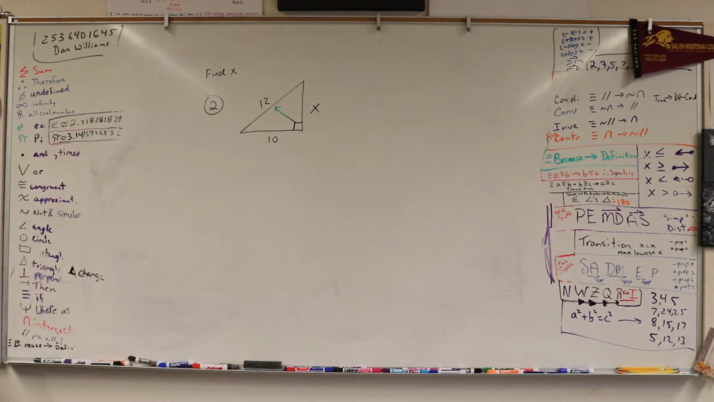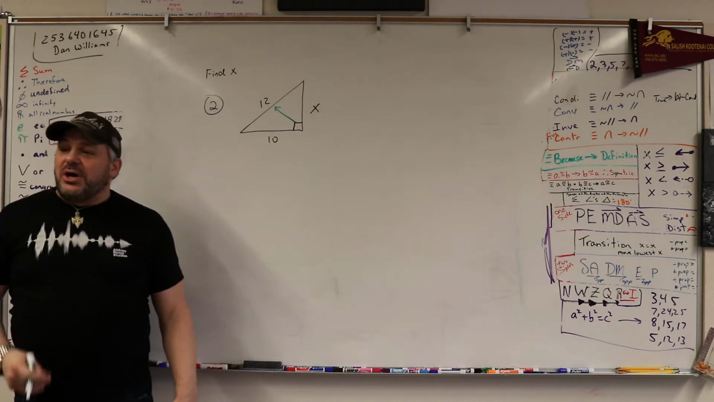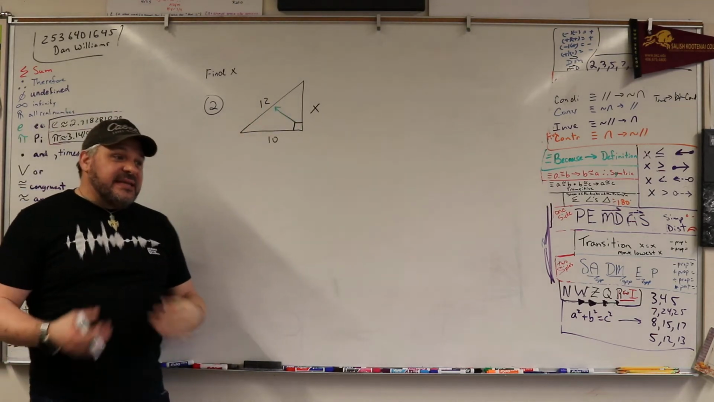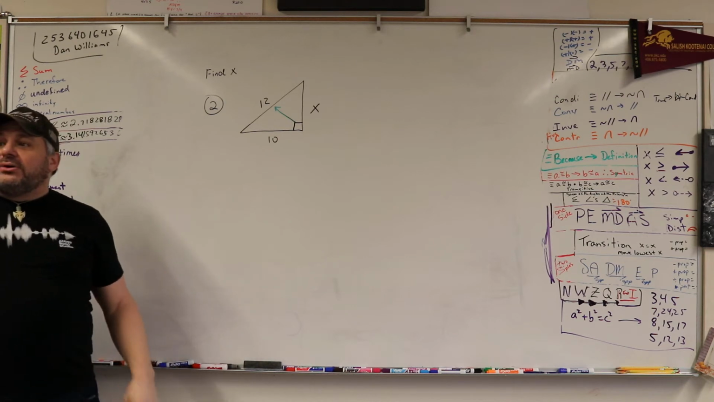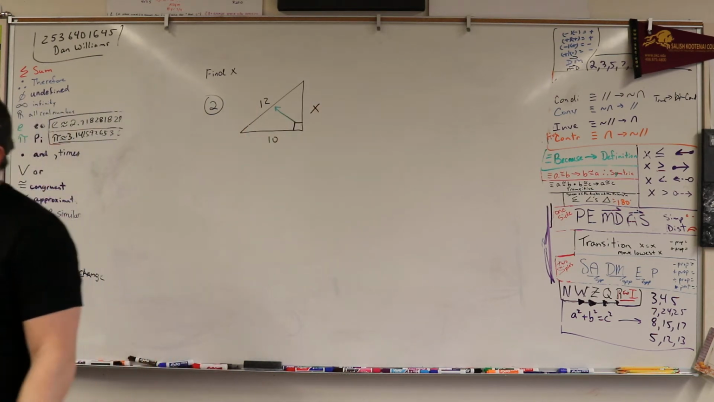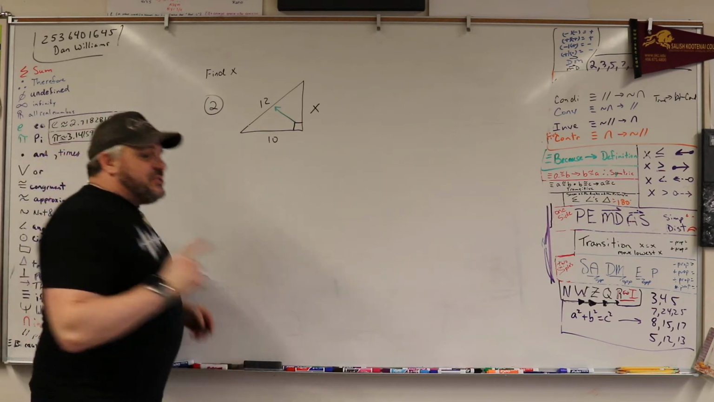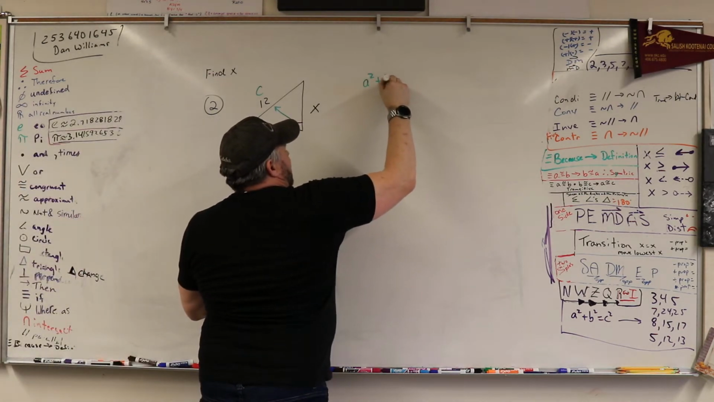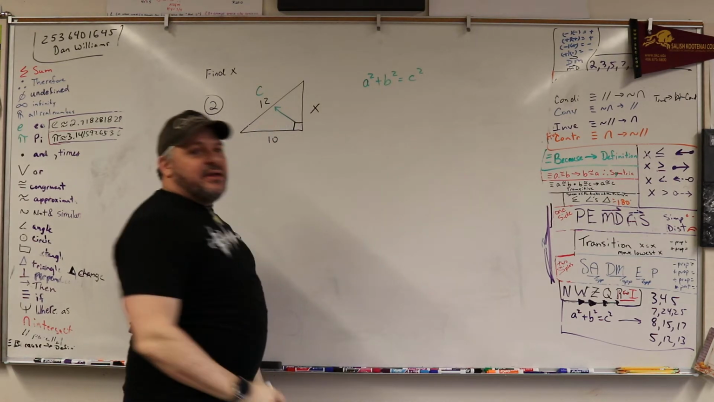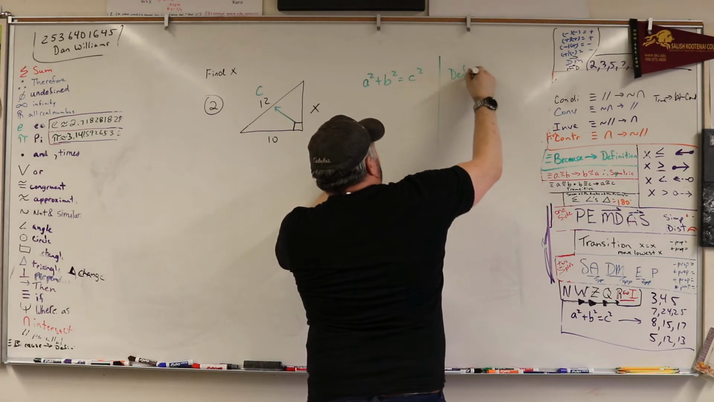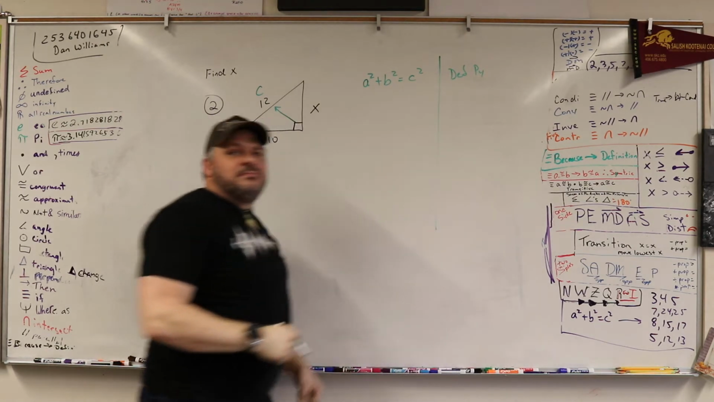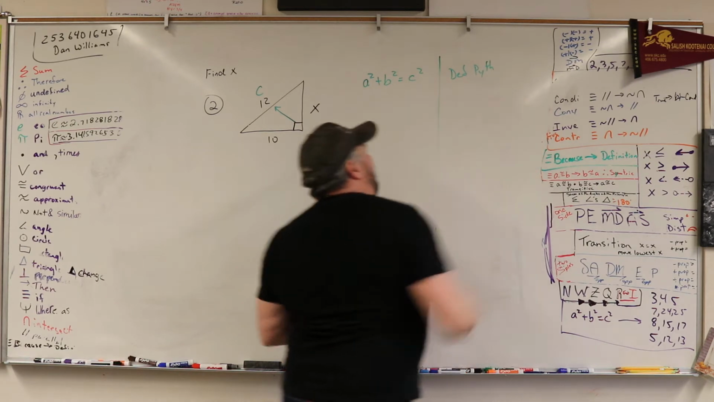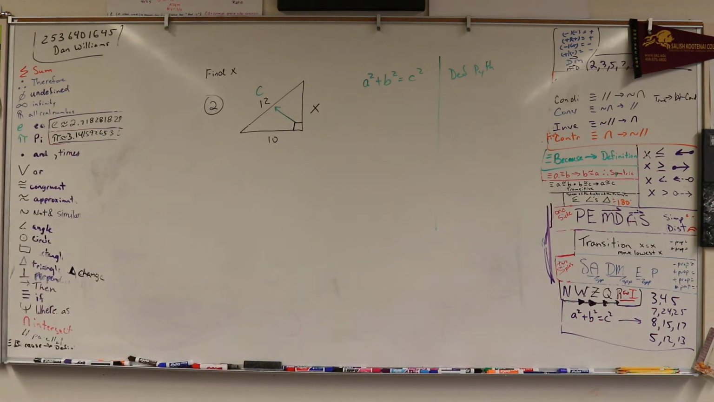Because the way this works is the biggest side is across from the biggest angle. And if this is 90, that means these other two angles are less than 90, right? Because they have to add to be 90. So we know that these sides are less than that side. Okay? So that's the one thing we know. C is here. We also know that A squared plus B squared equals C squared. Right? Pythagorean theorem. You can write it as pi, or if you want to write the whole thing, Pythagorean, that's cool.